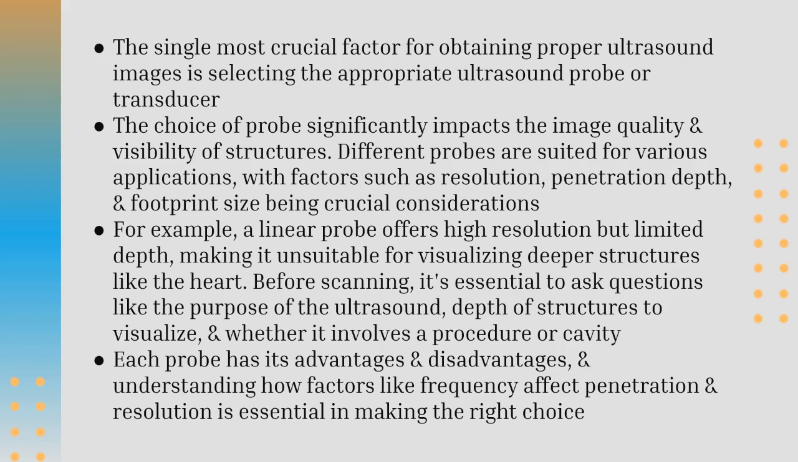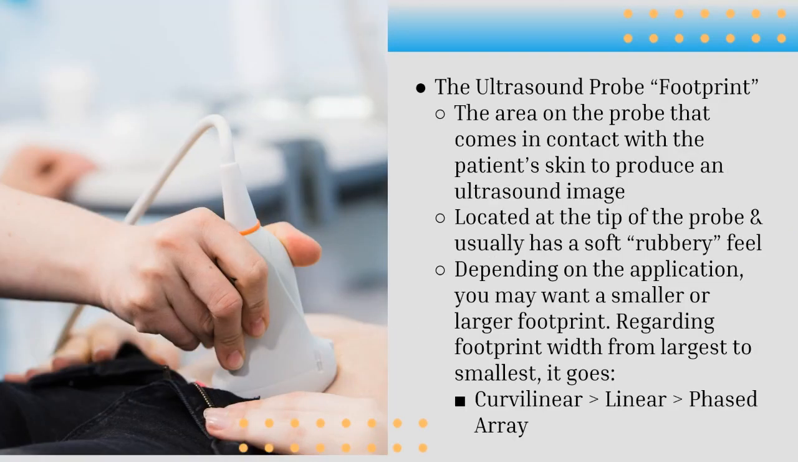Before scanning, it's essential to ask questions like the purpose of the ultrasound, depth of structures to visualize, and whether it involves a procedure or cavity. Each probe has its advantages and disadvantages, and understanding how factors like frequency affect penetration and resolution is essential in making the right choice. The ultrasound probe footprint is the area on the probe that comes in contact with the patient's skin to produce an ultrasound image. It's located at the tip of the probe and usually has a soft rubbery feel.